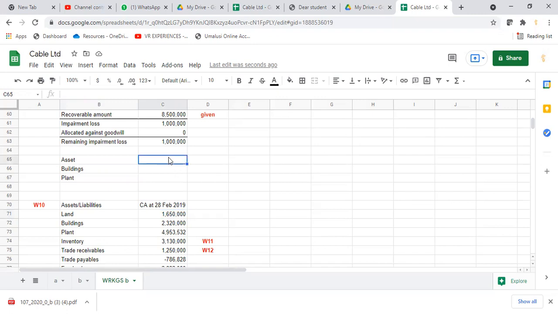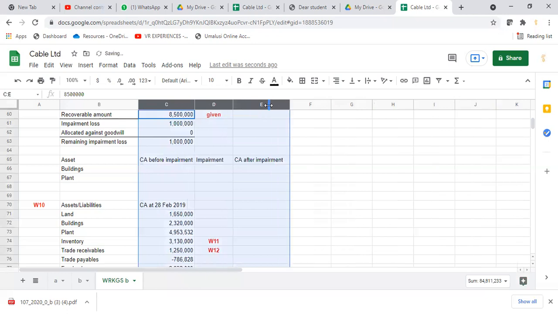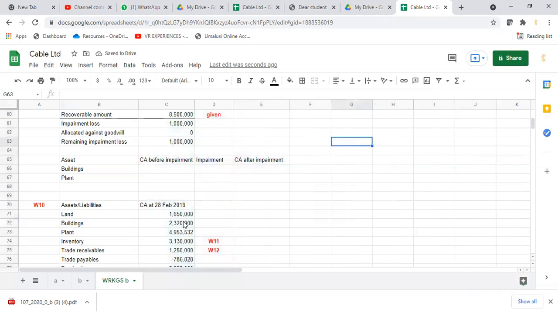So now we're going to have the carrying amount before impairment, then the impairment, and then the carrying amount after impairment. Okay, so all I'm going to do is take those amounts over there.